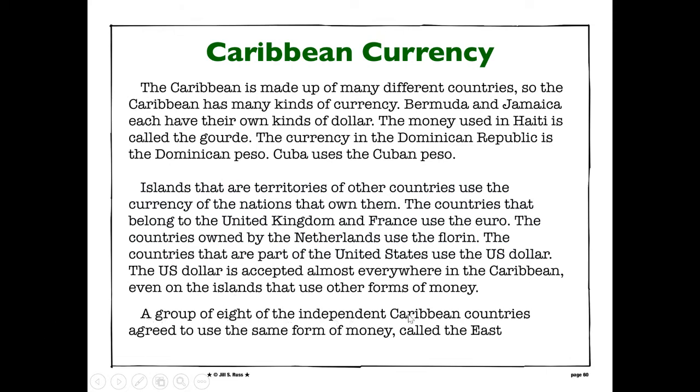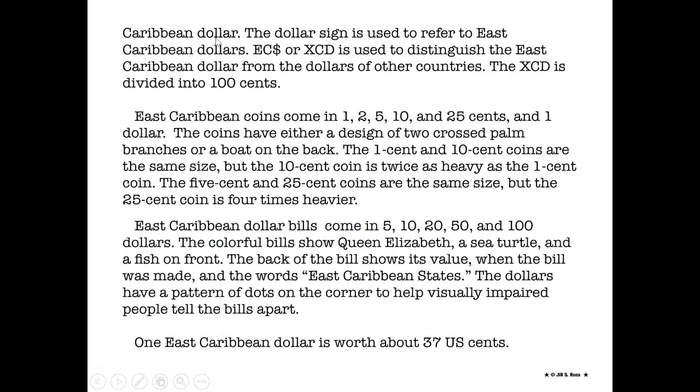A group of 8 of the independent Caribbean countries agreed to use the same form of money called the East Caribbean dollar. The dollar sign is used to refer to East Caribbean dollars, or EC for East Caribbean, or XCD, is used to distinguish the East Caribbean dollar from the dollars of other countries. The East Caribbean dollar is divided into 100 cents. East Caribbean coins come in 1, 2, 5, 10, and 25 cents, and $1.